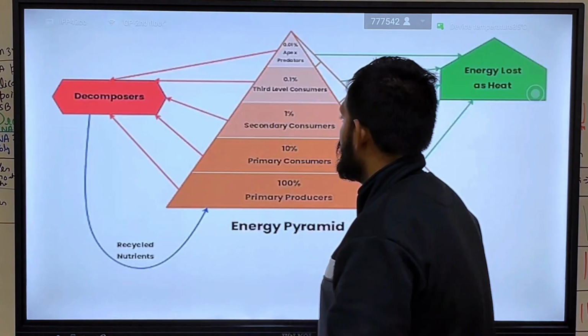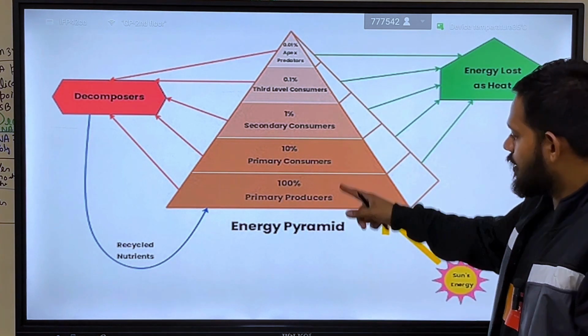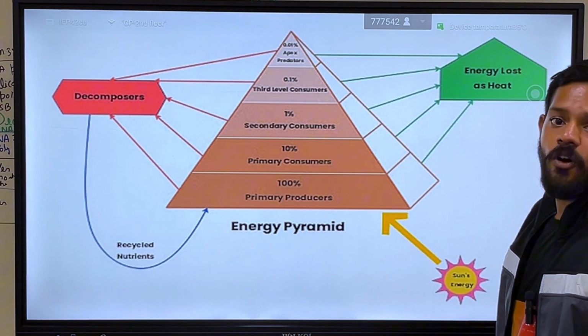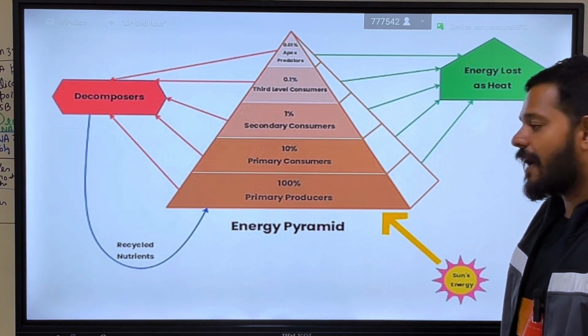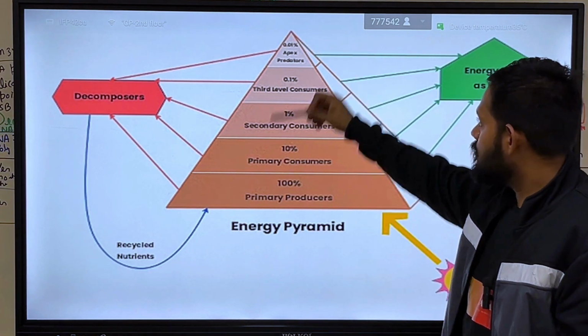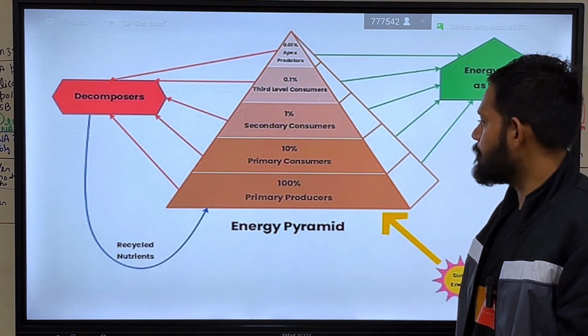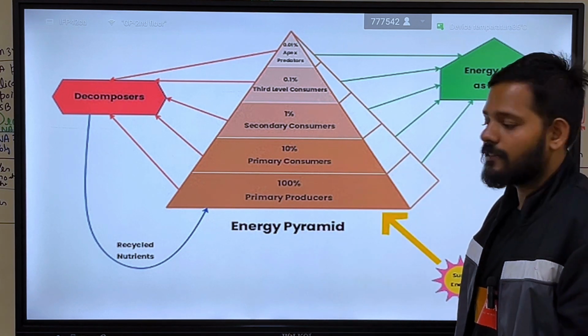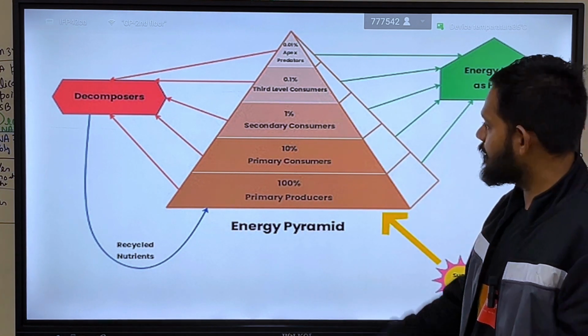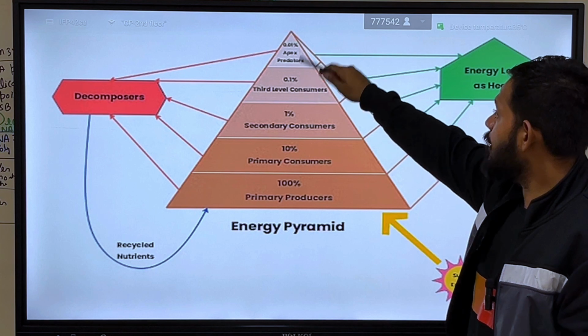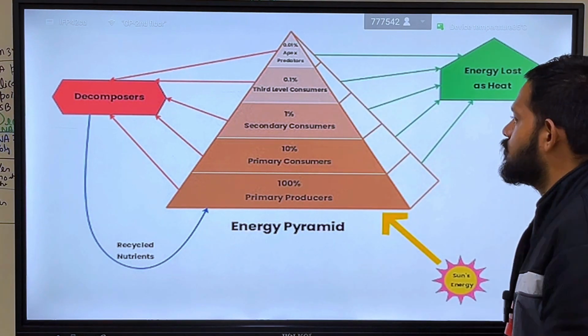This is the energy pyramid which is the same for all ecosystems, which is always upright, and it is percentage wise. 100% primary producer, then 10% primary consumer, 1% secondary consumer, 0.1% third level consumer, 0.01% apex consumer.